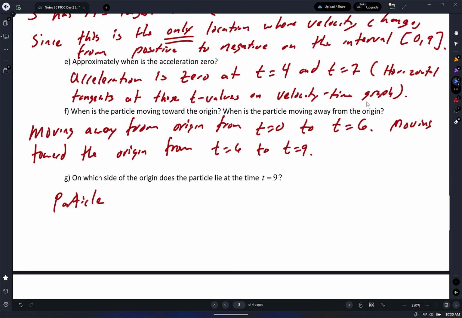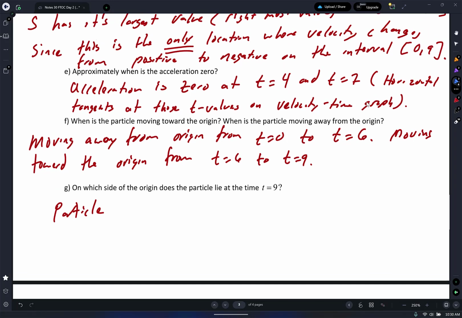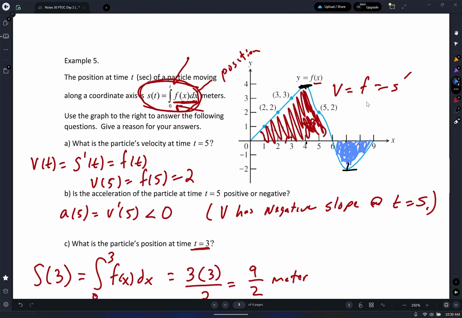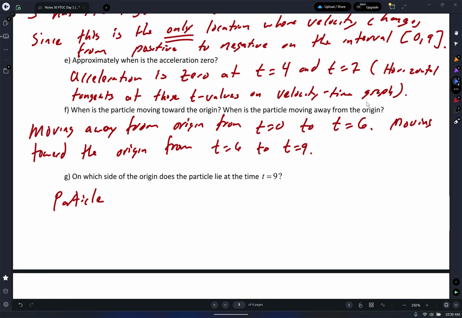For sure. You're just telling me that. All right, tell me, how do I know I'm to the right of the origin? Shaded area, area under the curve. But above the x-axis, right? Because this area is bigger than the negative area. Okay. All right.